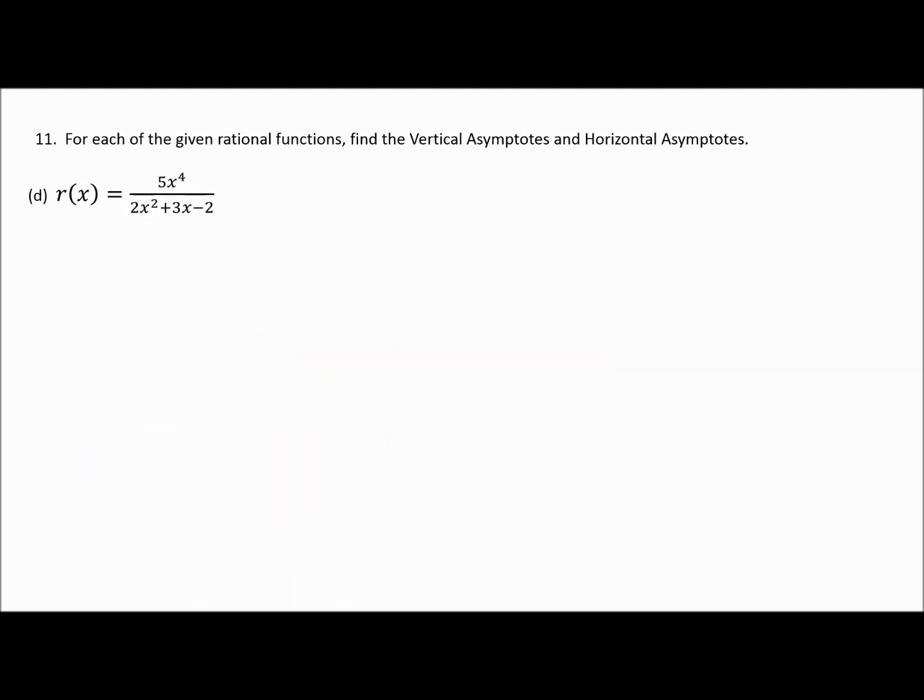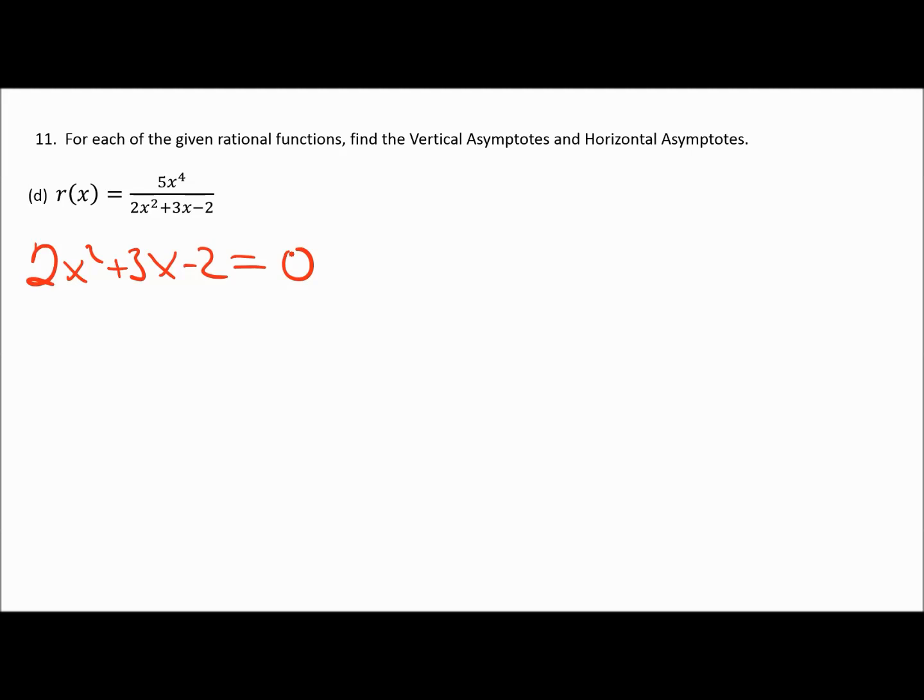Okay, our next problem. Vertical asymptote, we simplify first. Well, there's nothing that's going to cancel here at all, and so we just jump right in and set this denominator 2x squared plus 3x minus 2 equal to 0. That's going to give us our vertical asymptotes.